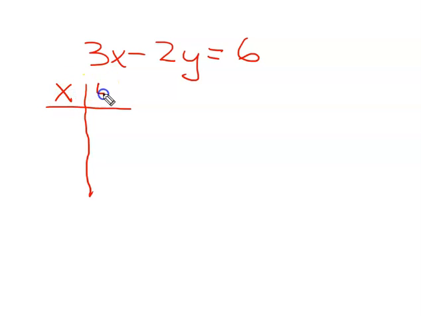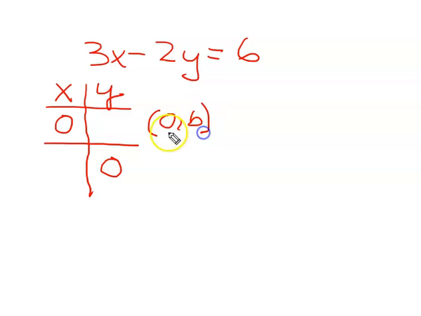Put an x there and a y there. Now under this x, we're going to put a 0. Under this y, the next slot, a 0. I call this the x and y intercept t-chart when you have this set up, because this is going to give you 0, b, which is your y-intercept, and this is going to give you a, 0, your x-intercept.